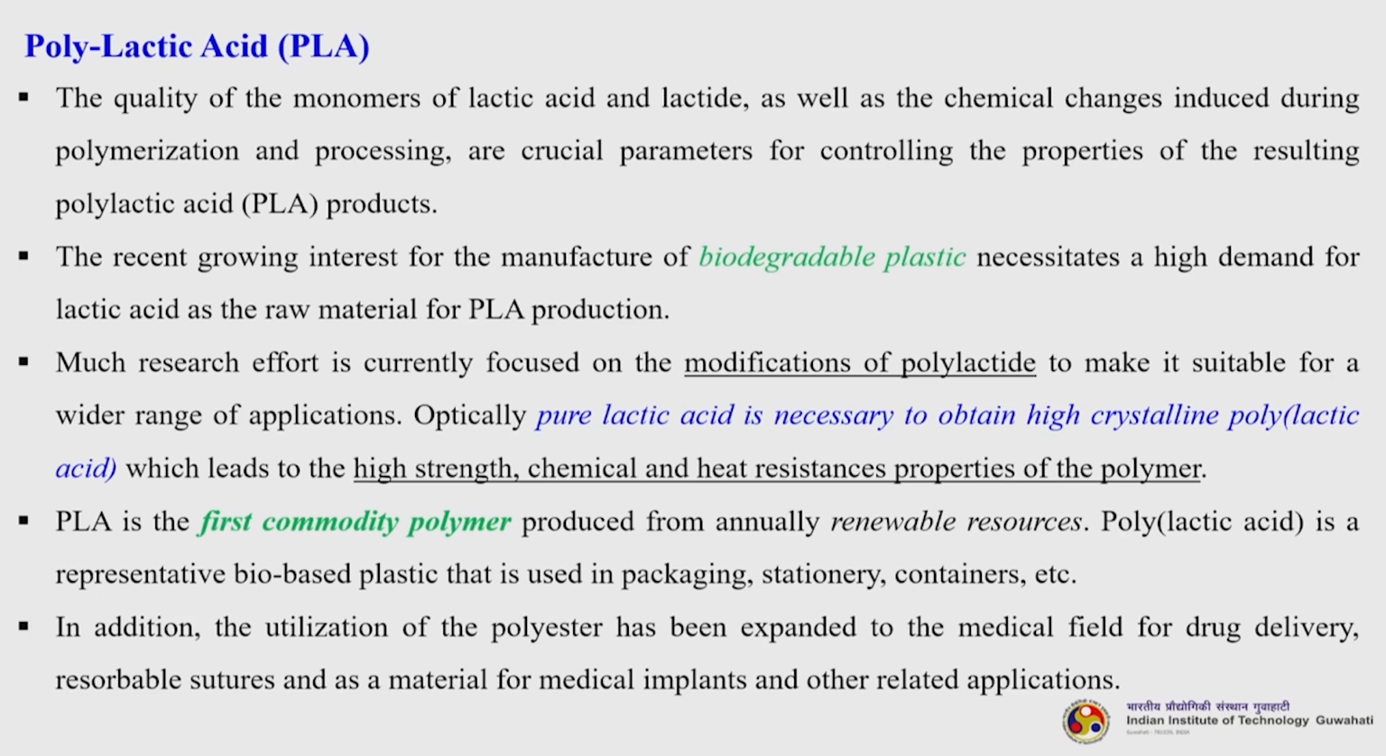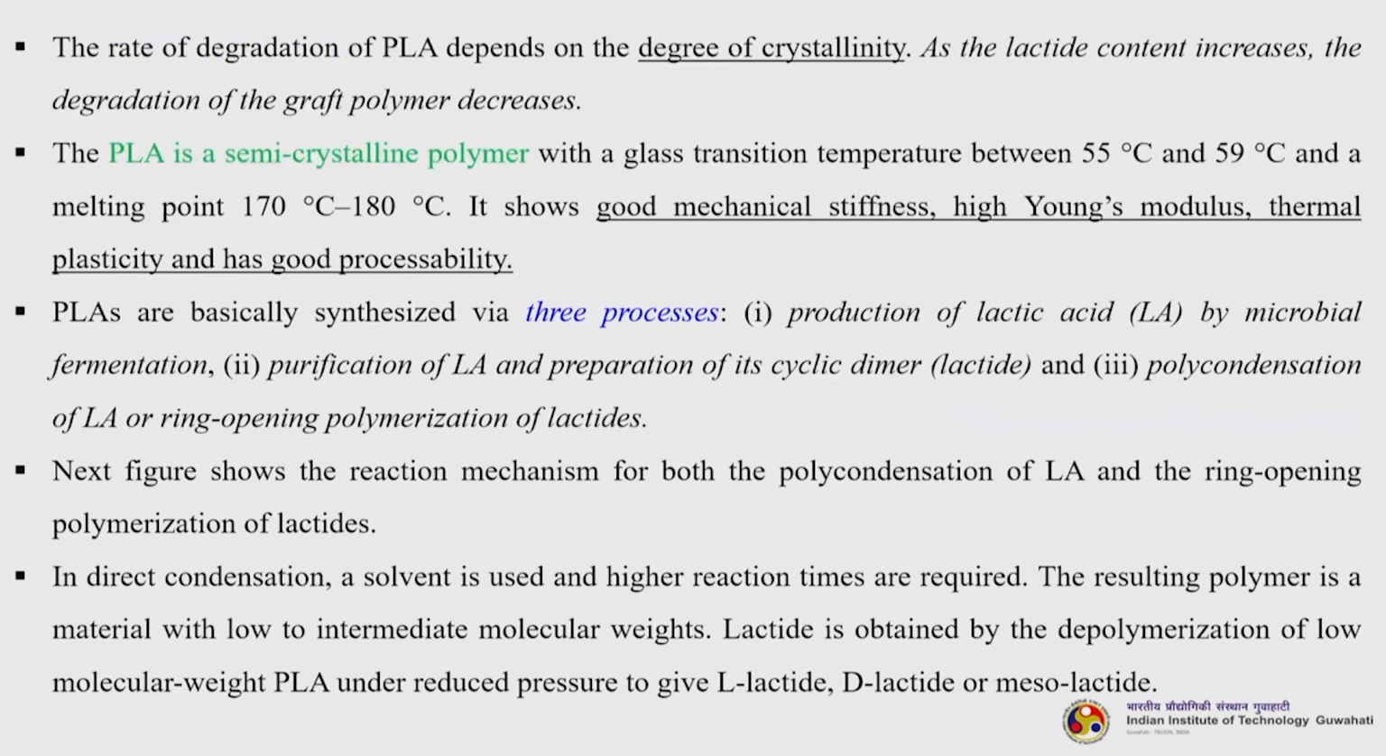So, PLA is the first commodity polymer produced from annually renewable sources. PLA is a representative bio-based plastic that is used in packaging, stationery, containers, etc. In addition, the utilization of the polyester has been expanded to the medical field for drug delivery, resorbable sutures and as a material for medical implants and other related applications. The rate of degradation of PLA depends on the degree of crystallinity.